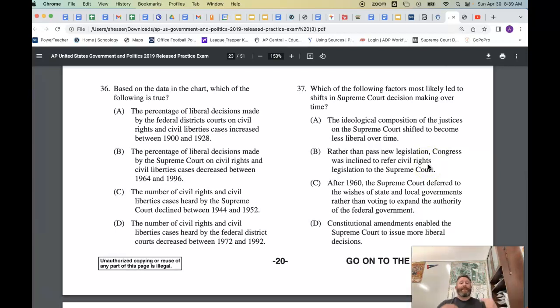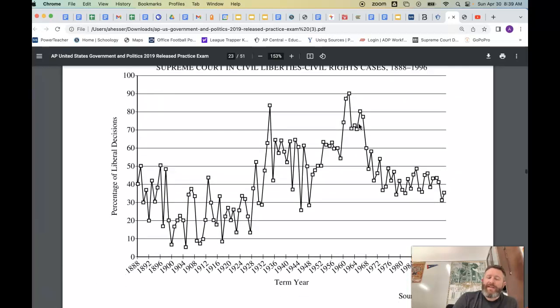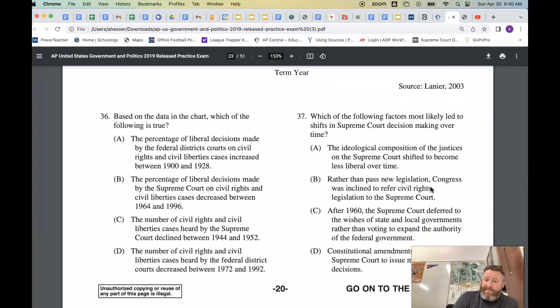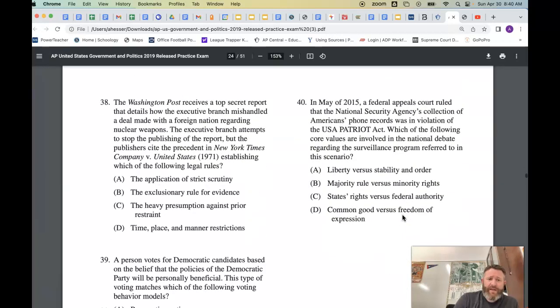37, which of the following factors most likely led to the shifts in Supreme Court decision-making over time? Difficult question, but the answer is A, the ideological composition of the justices on the Supreme Court shifted to become less liberal over time. It's difficult because you can see that obviously the composition became more liberal and then became less liberal. So the others just aren't true. It's the best answer, though it's phrased in a way that makes it difficult, but the best answer is A.